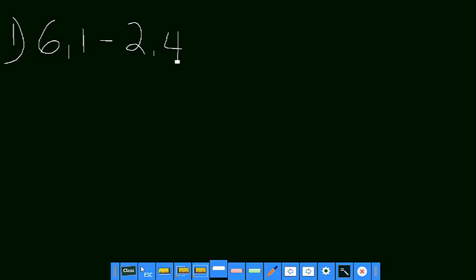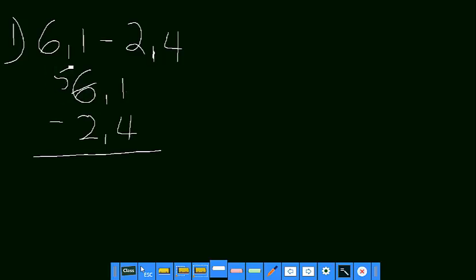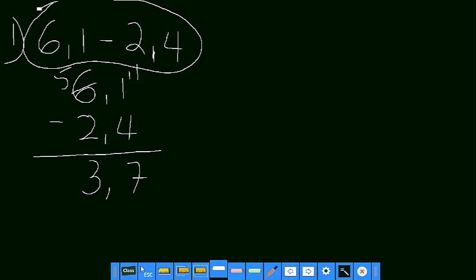You have to line up the decimal. So we're going to write it this way: 6 comma 1 minus 2 comma 4. Okay, and then 1 minus 4 is not okay, so we're going to borrow 1 from 6, so this becomes 5. Okay, and this becomes 11. 11 minus 4 is 7, and 5 minus 2 would be 3. But of course you're going to copy the decimal, the comma or decimal point. So 6 comma 1 minus 2 comma 4 is equal to 3 comma 7.